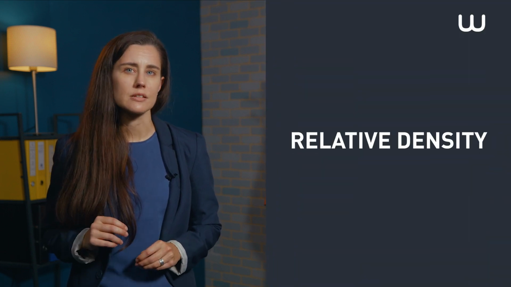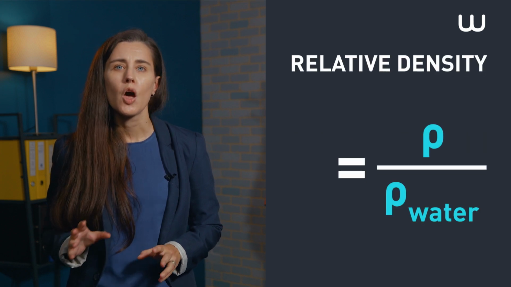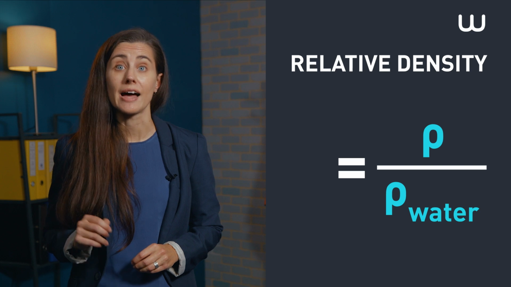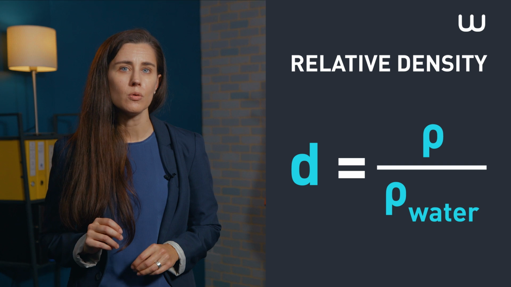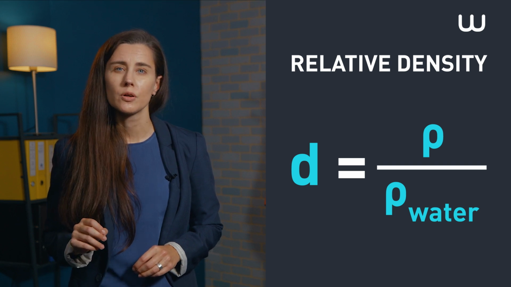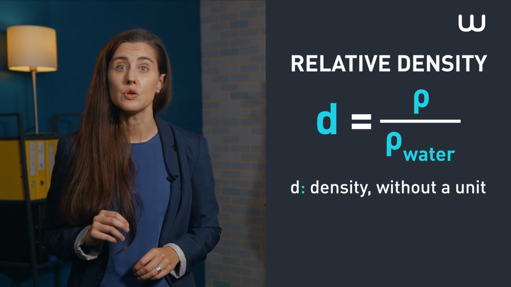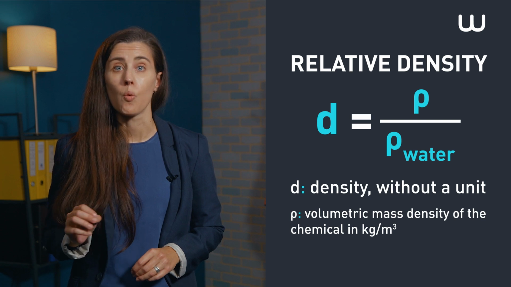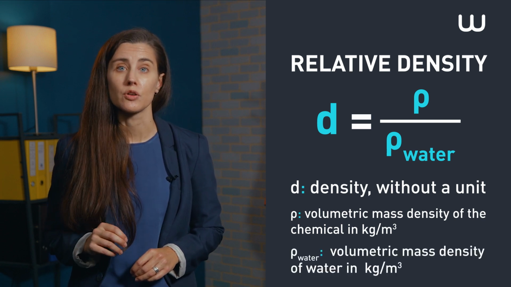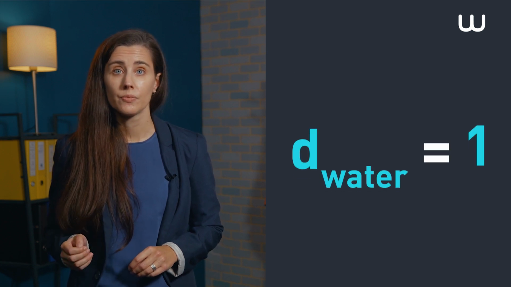Let's now take a look at relative density. The relative density of a chemical is the ratio of its density divided by the density of water. Relative density is referred to as d. We therefore have d is equal to ρ divided by the ρ of water, with the relative density d of the chemical expressed without a unit. The density ρ of the chemical and the density of water ρ water expressed in kilograms per cubic meter. The relative density of water is therefore equal to 1.